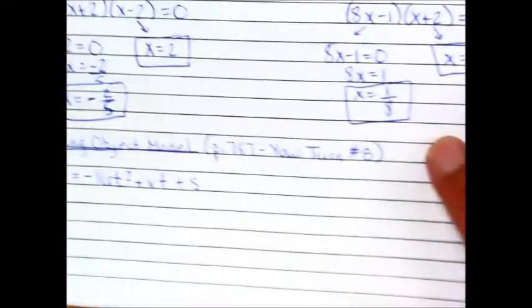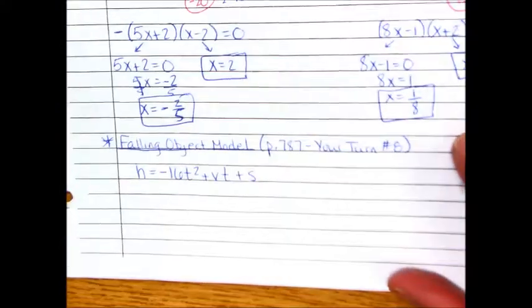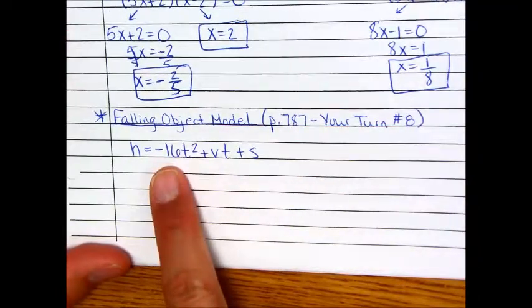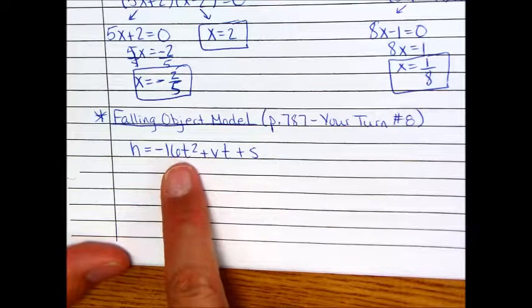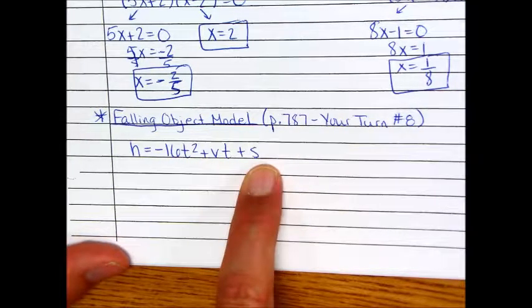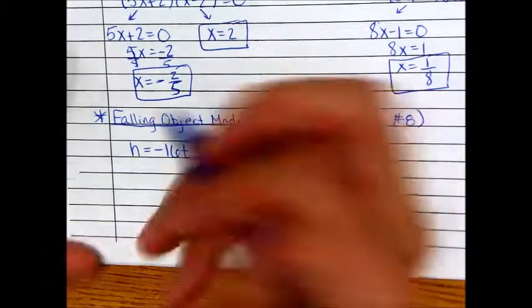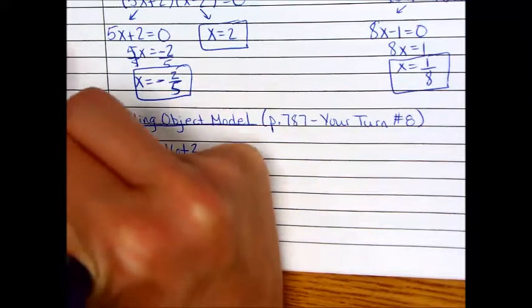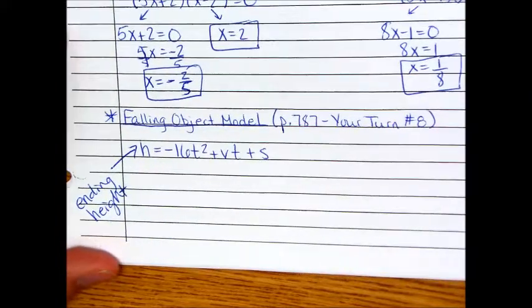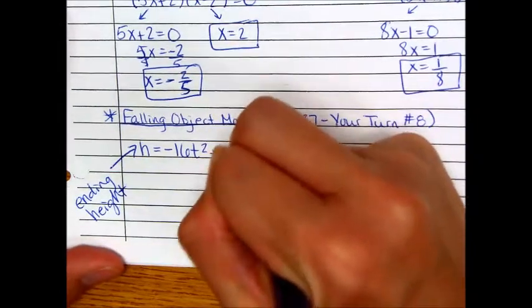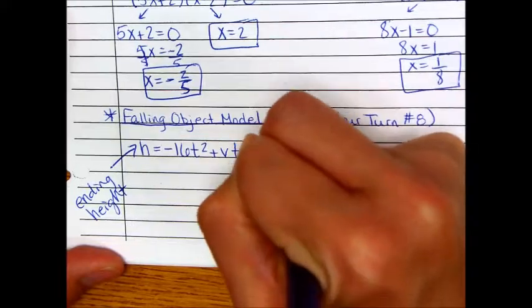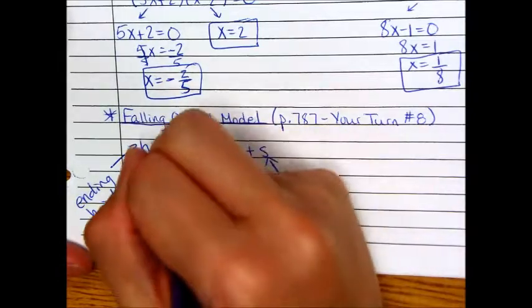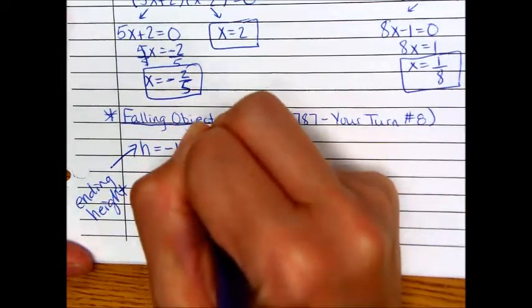We are going to do a word problem using the falling object model off of page 787. So you're going to need this formula right here. It's going to be used in all of these problems today. H equals negative 16t squared plus vt plus s. Okay, so quick reminders. H means ending height. Okay, S means start height. And then this is a new one. Okay, V is going to stand for velocity in these problems.